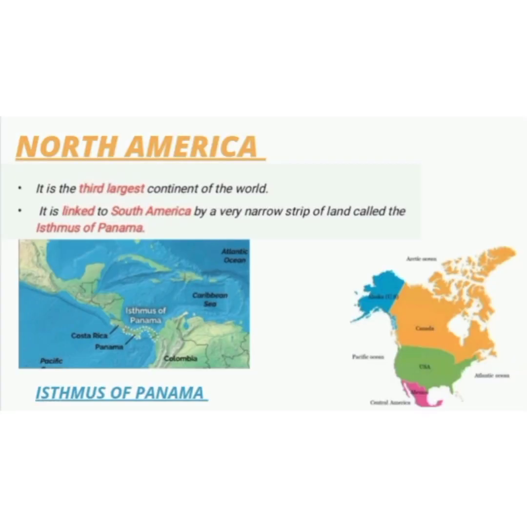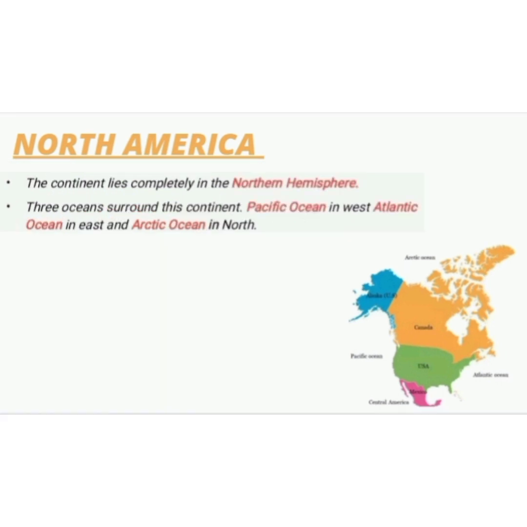Now we will study about North America. So it is the third largest continent of the world. It is linked to South America by a very narrow strip of land called Isthmus of Panama. The continent lies completely in the northern hemisphere. And three oceans surround this continent, which are the Pacific Ocean in the west, Atlantic Ocean in the east, and Arctic Ocean in the north.